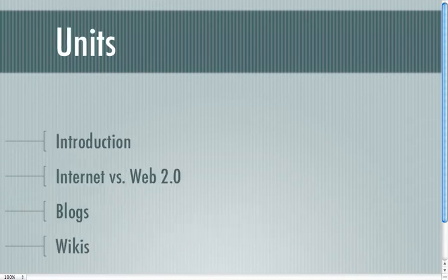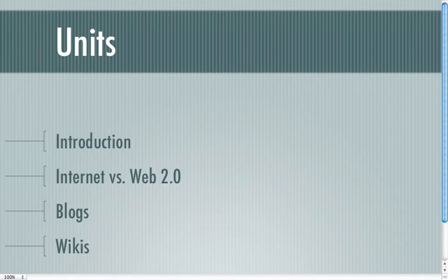Now we need to talk really quickly about the structure of what this will look like and feel like. This course is broken down into essentially 3 core units. Right now you are inside the introduction unit, kind of like a pre-unit. But the first real unit is the Internet versus Web 2.0. The second unit is on blogs, and the third unit is on wikis. Prior to each unit, you're going to be provided with a bulleted list that's going to show you what's to come in that particular unit.